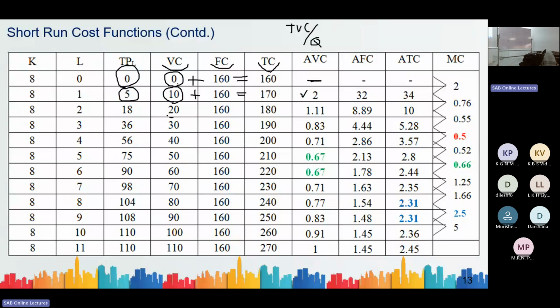For the third level, total variable cost is 20 and total output is 18. 20 divided by 18, it's 1.11. Likewise, you can continue calculating average variable cost. You simply want to divide total variable cost by output level.